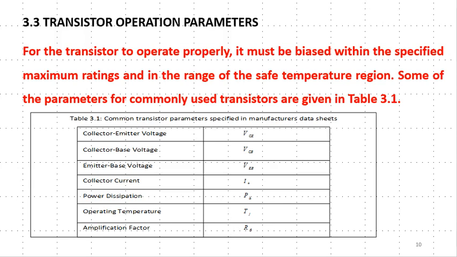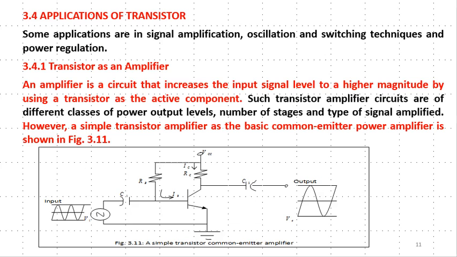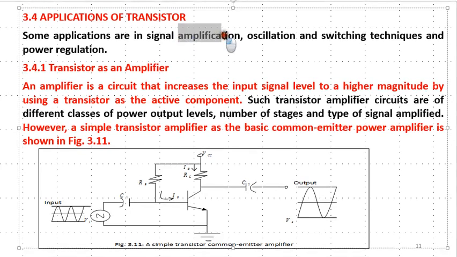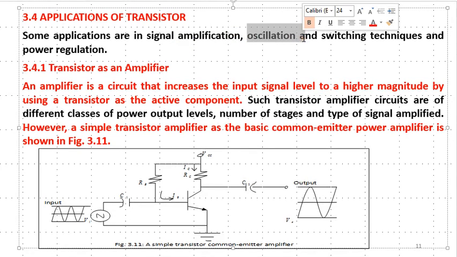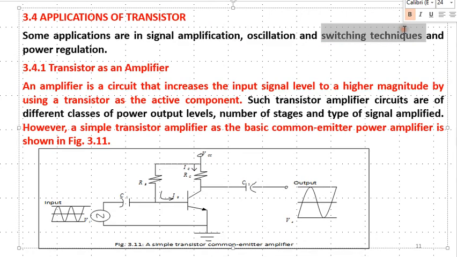This amplification factor, we also call it the gain of the transistor. Different transistors have their different gains, and the gain of any transistor is the ratio of the output current to the input current. So if you understand this one, the next thing is to look at different applications of the transistor in electronics engineering. We use the transistor basically in three places. There is signal amplification, there is oscillation, and there are switching techniques. So we start looking at the first one, which is the transistor as an amplifier.